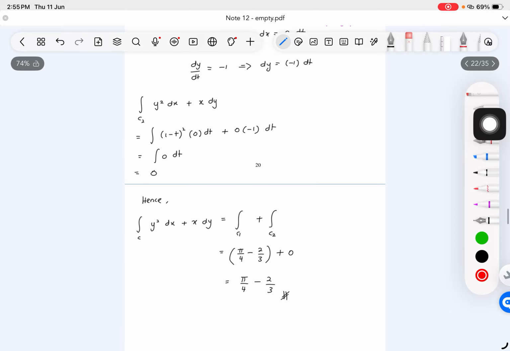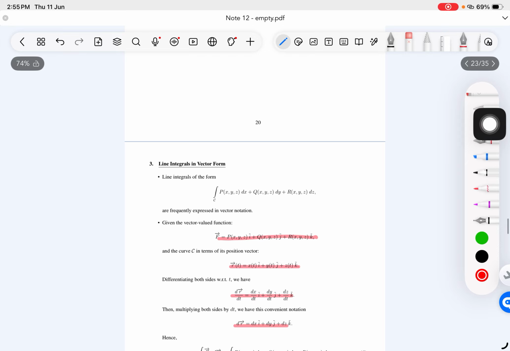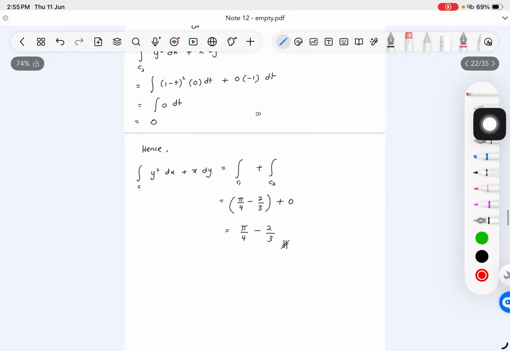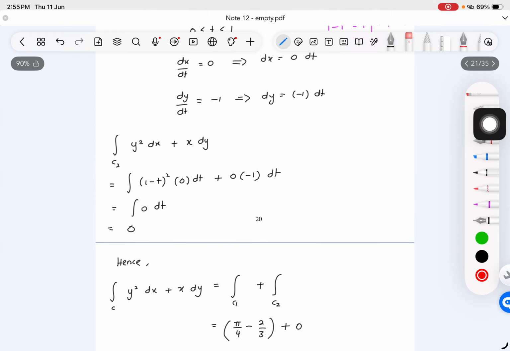Alright, so that is how to solve line integrals for scalar functions.